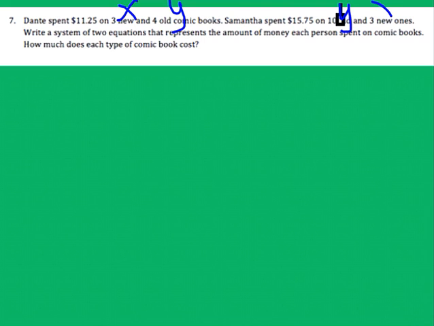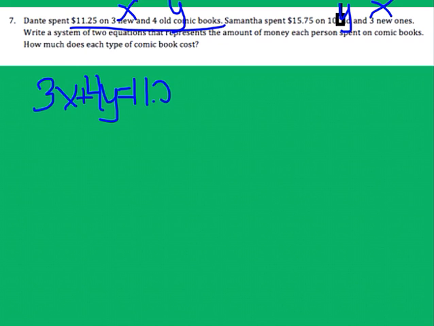So let's go ahead and set that up. Let's just take this first sentence and set it up as an equation. So for every 3 new ones he buys at price X, and he buys 4 old ones at price Y, and that's equal to $11.25. Okay, then let's take a look at the next one. She buys 3 new ones at price X, and then she buys 10 old ones at price Y, and that was $15.75.